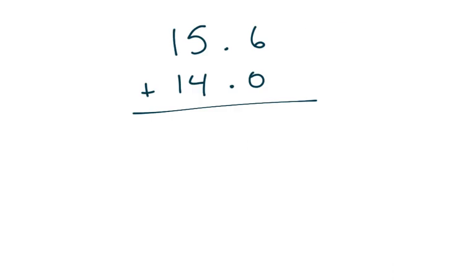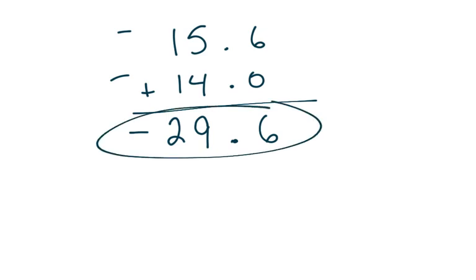I know that they are lined up vertically along the decimal. I know they're both negative. I know that since they're both the same sign, I'm going to add like normal. So 6 plus 0 is 6. The decimal gets brought down. 5 plus 4 is 9, and 1 plus 1 is 2. And since they were both negatives, I'm going to keep that sign. So it's going to be negative 29.6 or negative 29.60.